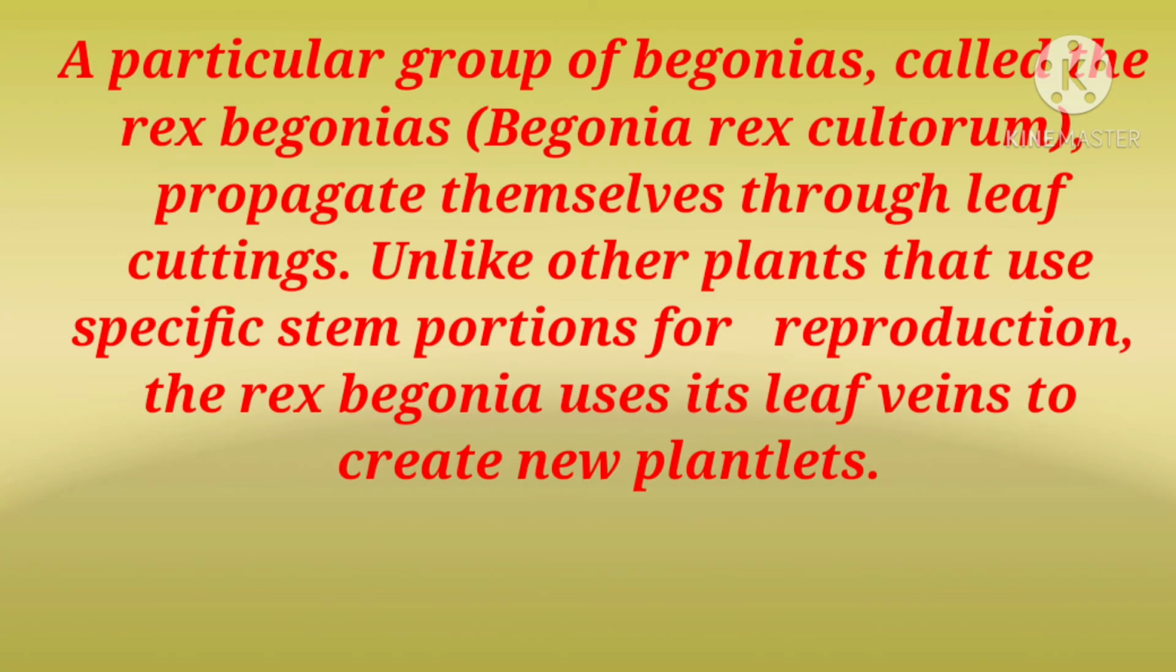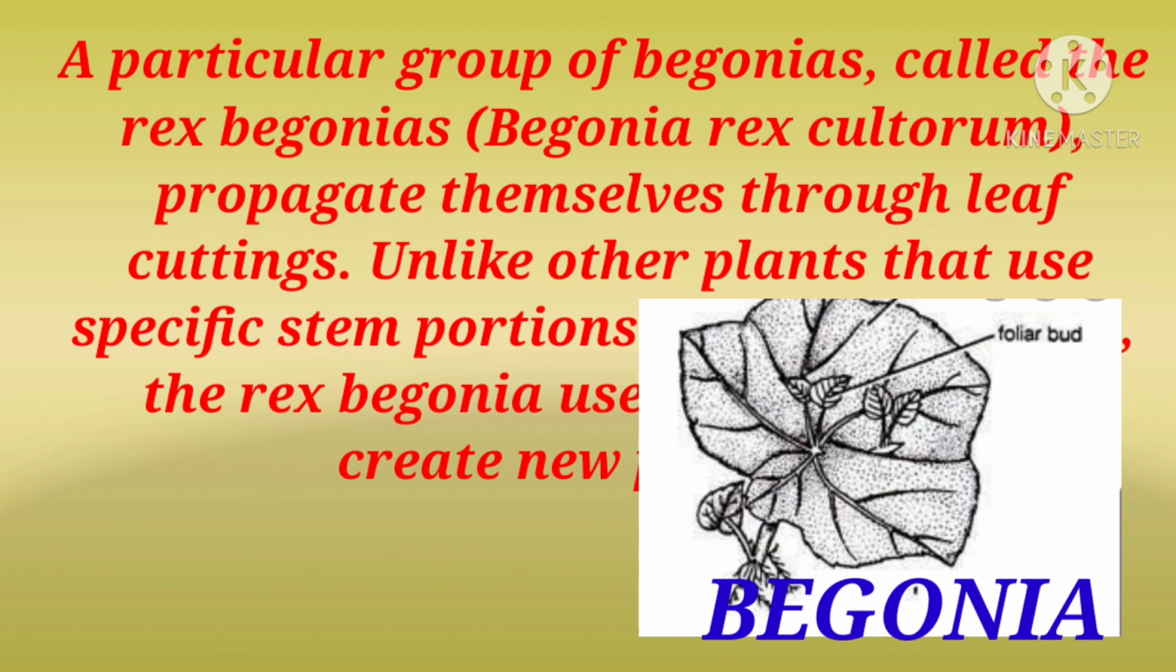Next, begonia. A particular group of begonias called rex begonias propagate themselves through leaf cuttings. Unlike other plants that use specific stem portions for reproduction, the rex begonia uses its leaf veins to create new plantlets. This should be clear from the diagram. You can see here the veins from which buds arise.